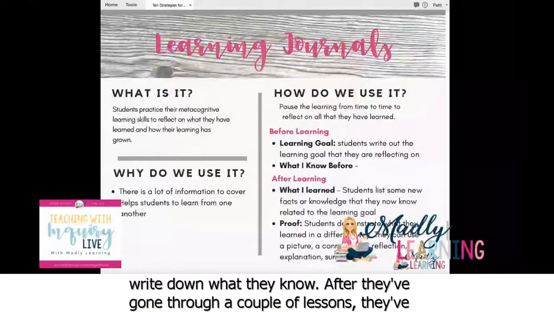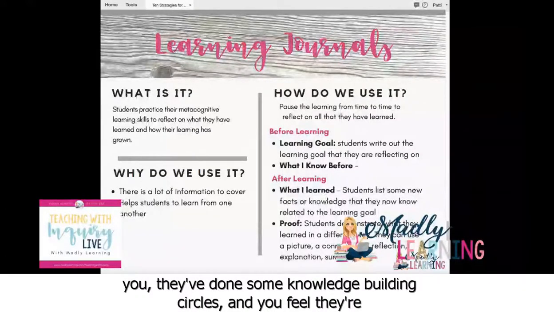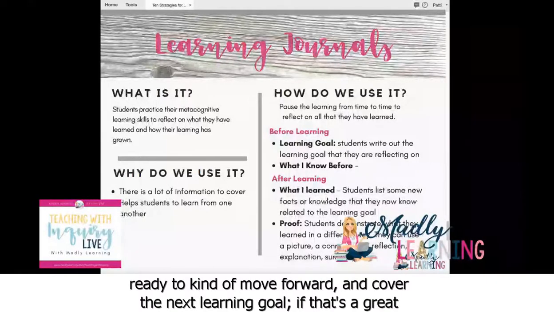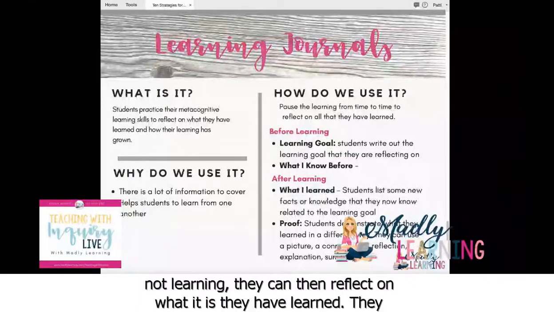After they've gone through a couple of lessons, they've done some research, they've read a few articles, they've had conversations with you, they've done some knowledge building circles, and you feel as though they're ready to move forward and cover the next learning goal, that's a great time for them to be reflective. So after they've done that learning, they can then reflect on what it is they have learned.